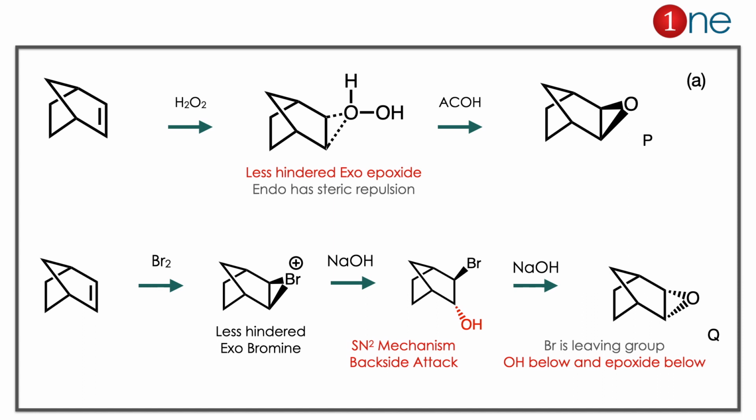Here you have to learn 2 important things. One is that epoxidation always occurs at the less hindered position, or you can say the exo position. The second thing is the opening mechanism of the bromonium ion. It's a kind of SN2 mechanism, so the attack is from the back side. So trans OH attacks. Here you have below the plane epoxide formation.